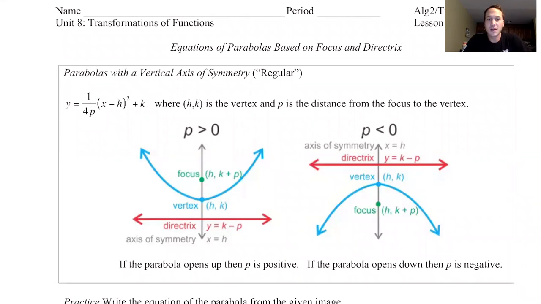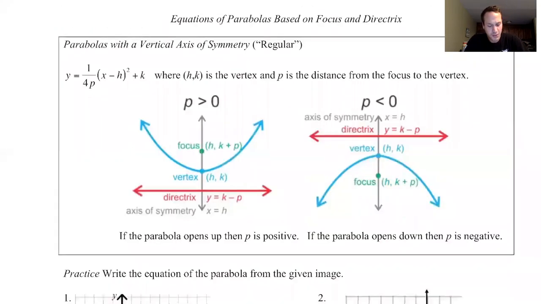This one's become very popular over the Regents. It is questions about what is known as the focus and the directrix of a parabola. So this topic has become one of the more important ones here at school, okay?